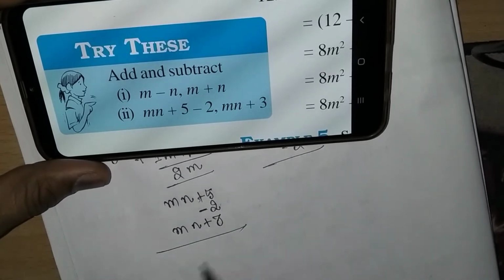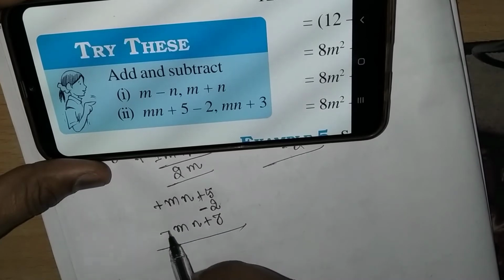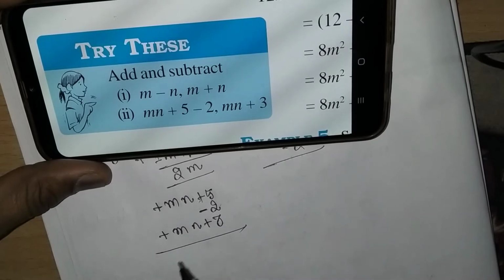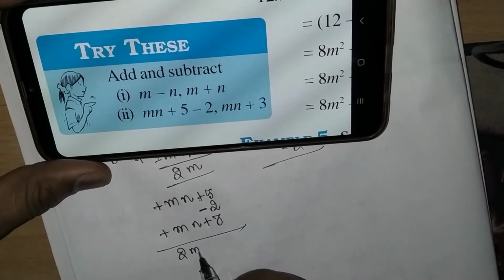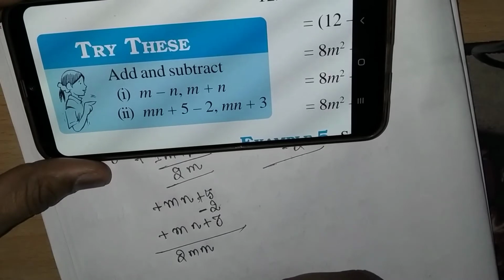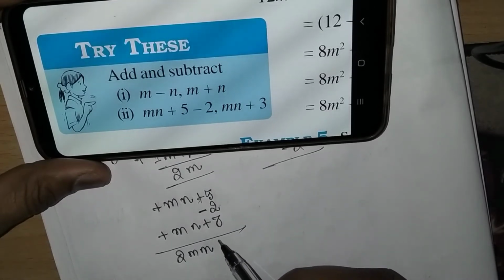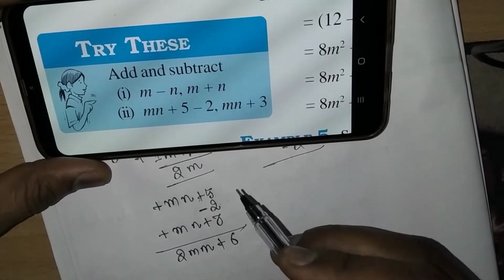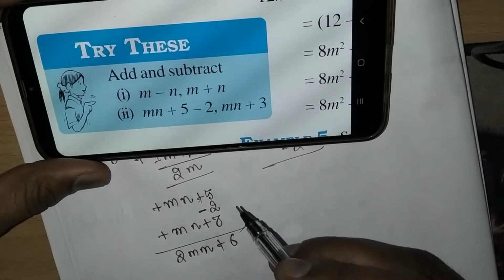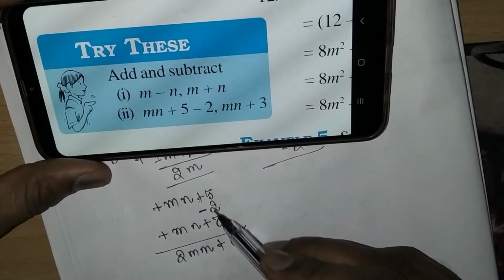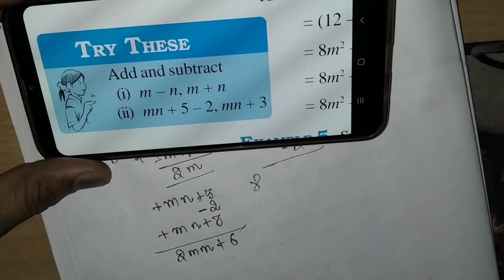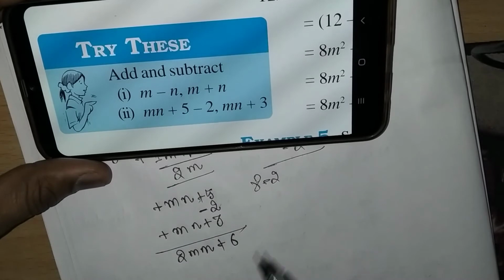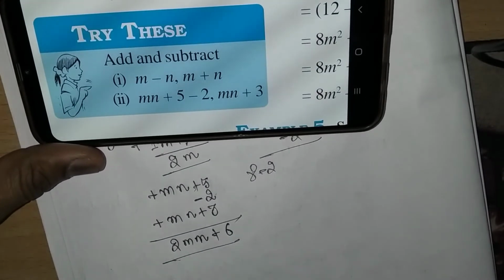Plus 3. This one is of plus sign, this one is of plus sign, same sign, then you will add them. mn plus mn, 2mn. 5 minus 2, 3. 3 plus 3, 6. You can do this in the same way like this also. 5 and 3, these are of same sign, then you will add them. But this one is of minus sign, then 8 minus 2 is equal to 6. This is the answer when you are adding them.